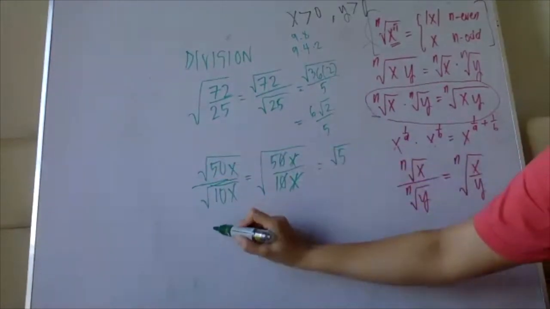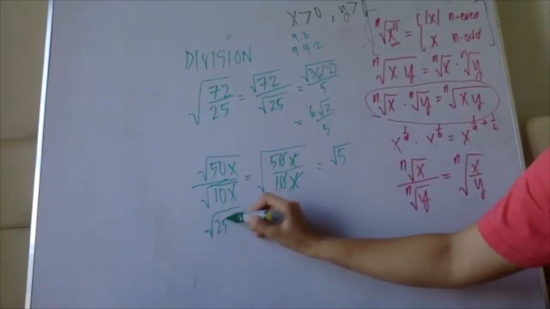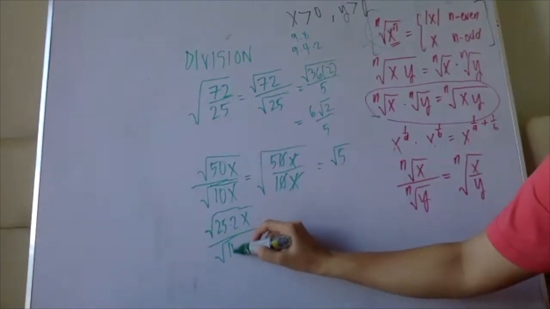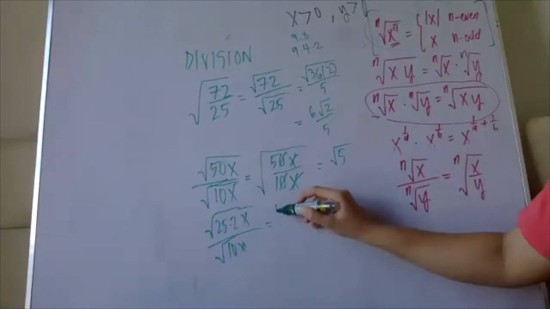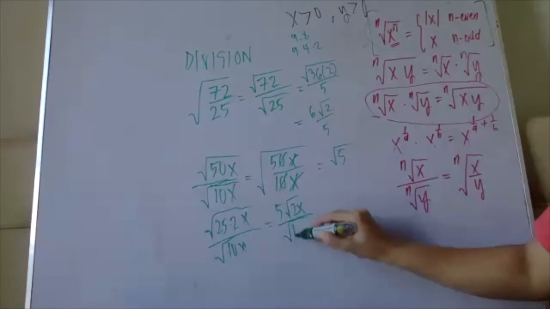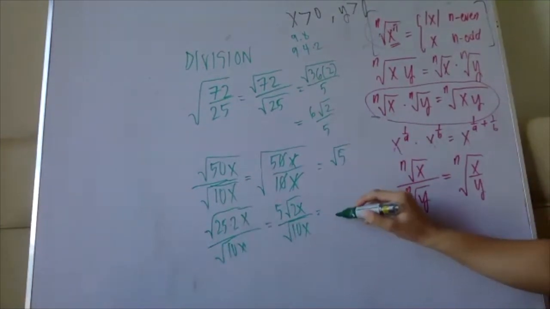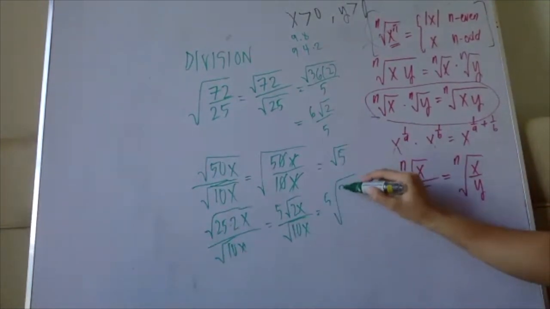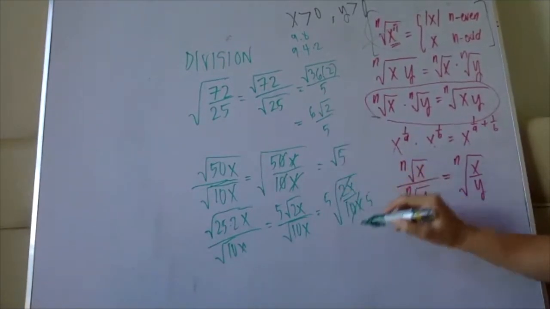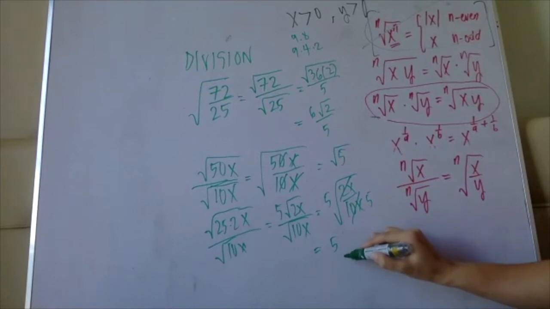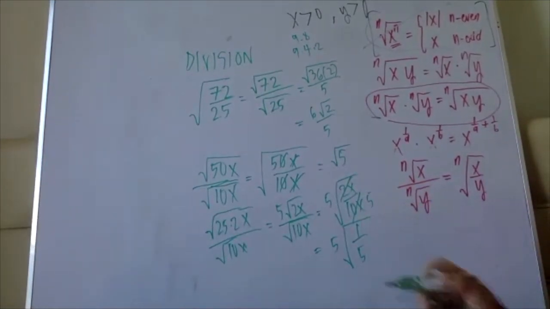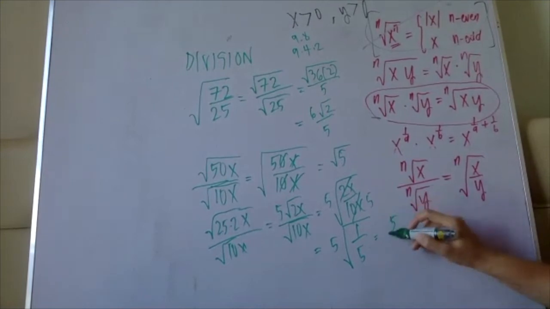If I simplify yung sa taas, di ba that's equal to 25 times 2x over square root of 10x. Malalabas ko yung 5. That's equal to 5 square root of 2x over square root of 10x. This is equal to 5, 2x over 10x. Cancel, may iwan ako with 5. So I'll have 5 times square root of 1 over 5. Di ba mas mahirap? Kasi magra-rationalize pa ako.